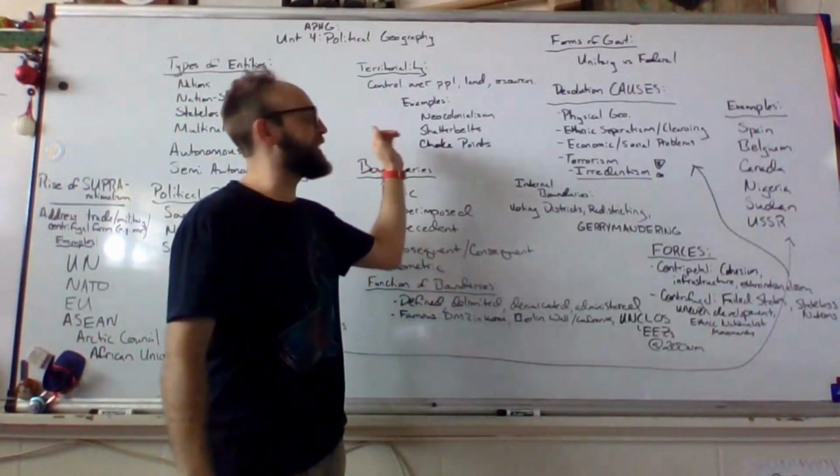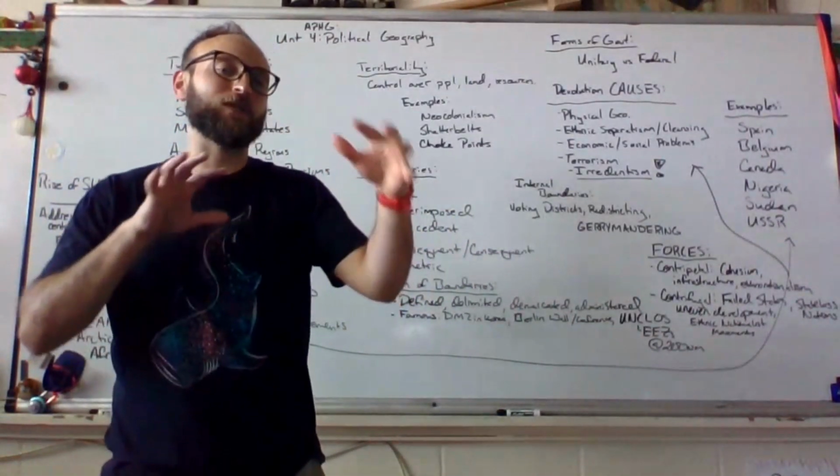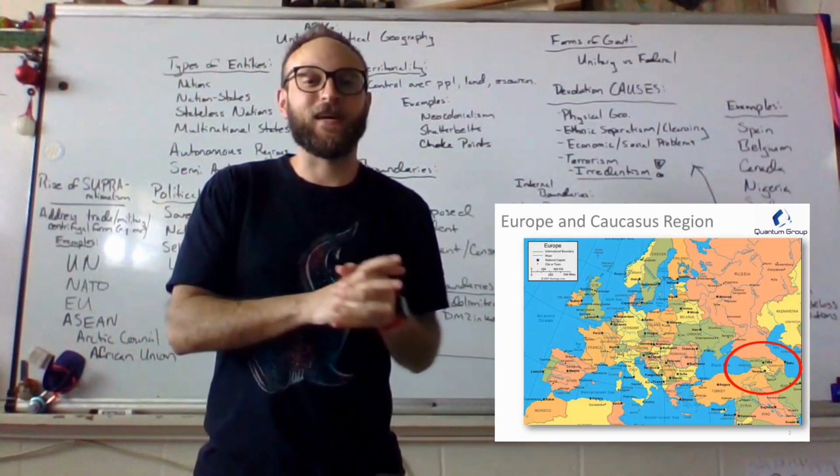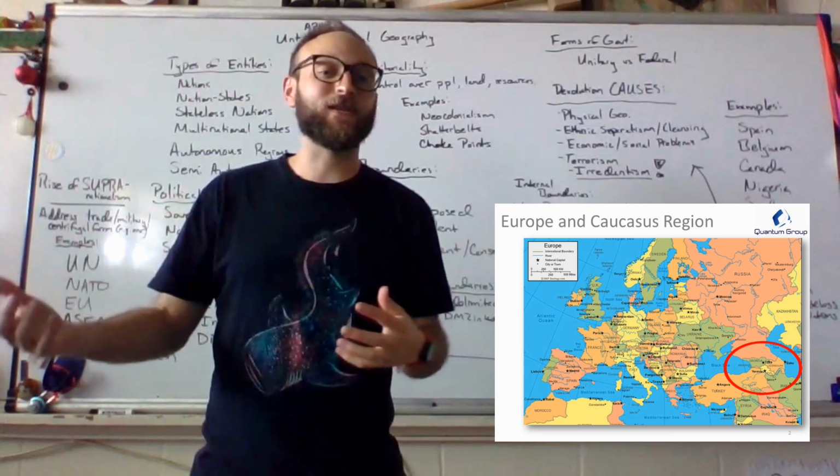Shadow belts are this concept of countries which are stuck between two rival superpowers. So I believe in a previous video we discussed the Caucasus region, but there are also other shadow belts in the world too.